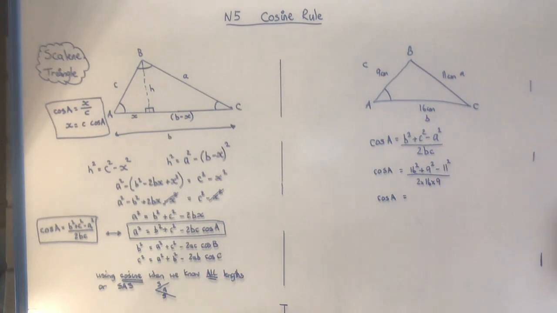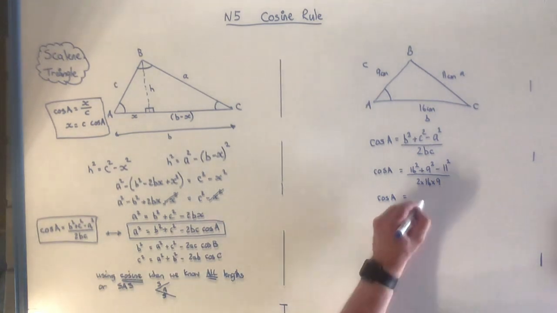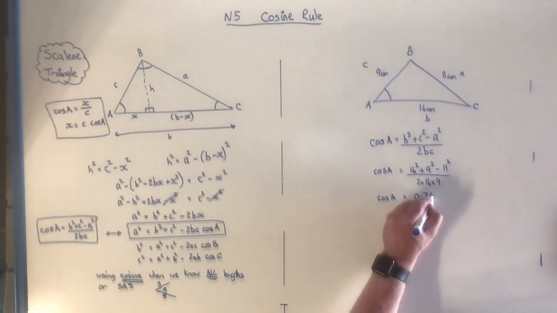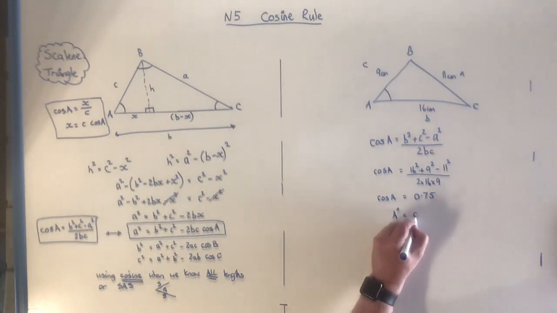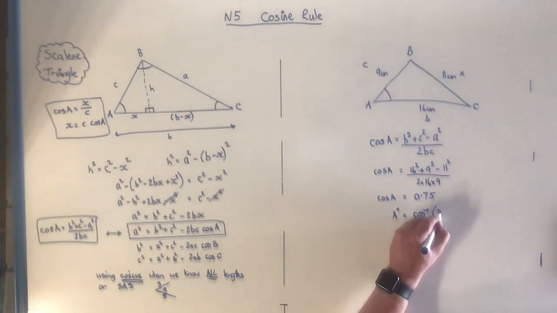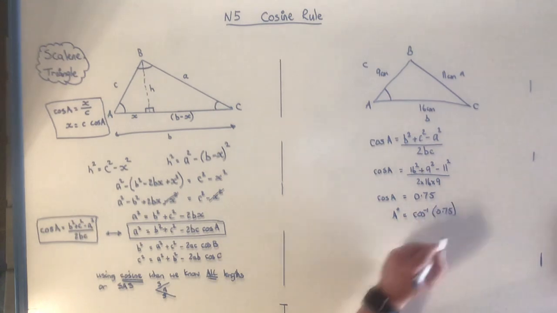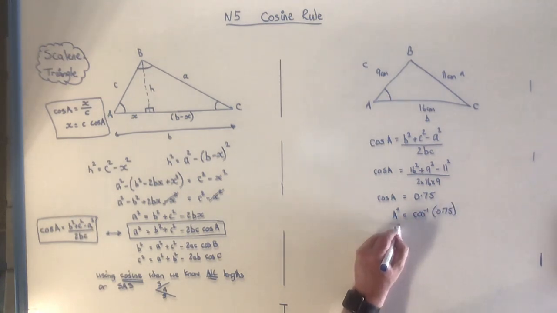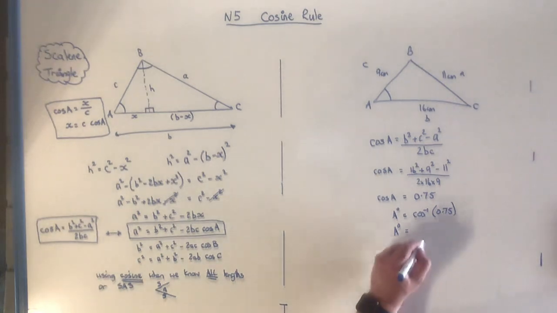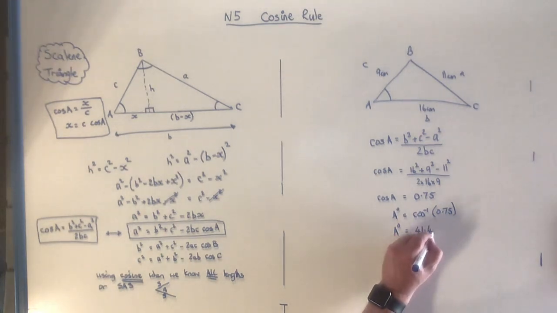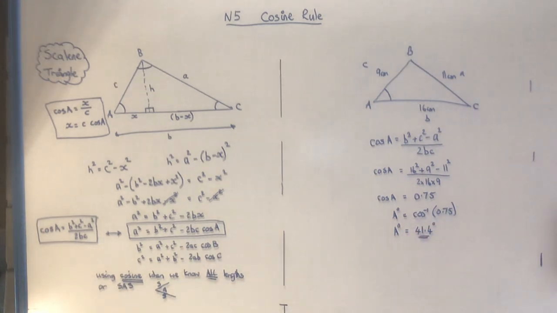I'm putting it in my calculator just now, and get 0.75. So the angle A, in degrees, must be shift cos 0.75, and A then is equal to, well, again bump it in the calculator, and we get an answer of 41.4 degrees. And that's how you can find an angle using cosine.